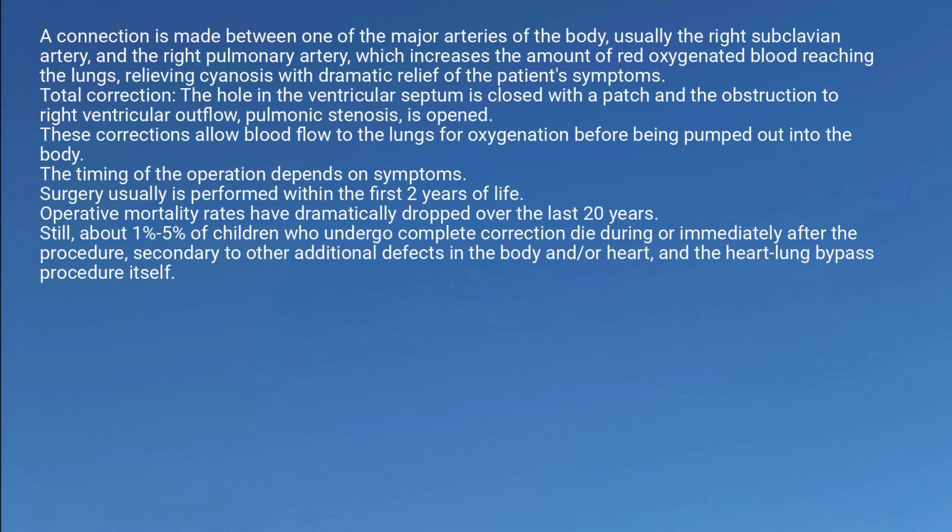The hole in the ventricular septum is closed with a patch and the obstruction to right ventricular outflow, pulmonic stenosis, is opened. These corrections allow blood flow to the lungs for oxygenation before being pumped out into the body. The timing of the operation depends on symptoms. Surgery usually is performed within the first 2 years of life. Operative mortality rates have dramatically dropped over the last 20 years.